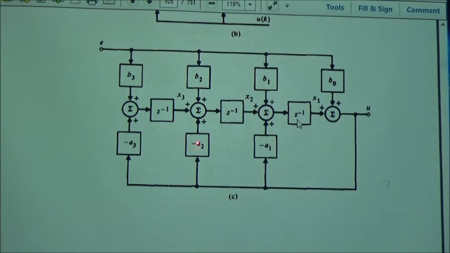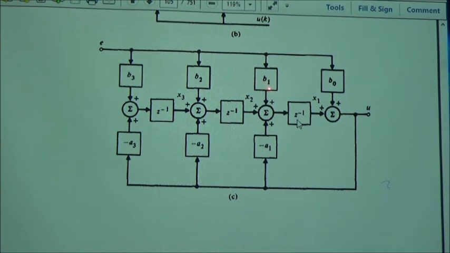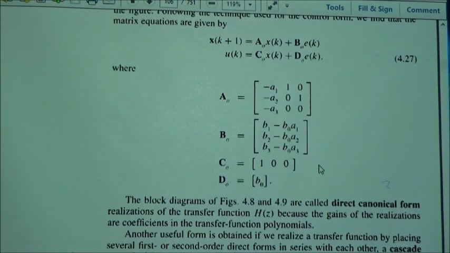So you have minus A2 times U, x3 minus that, and then here you have basically B3 times E minus A3 times U here, but U is going to be B0 times E plus x1, so you have B0 times x1. You have to take that into account. So the equations are going to look like this. The state equations are that.